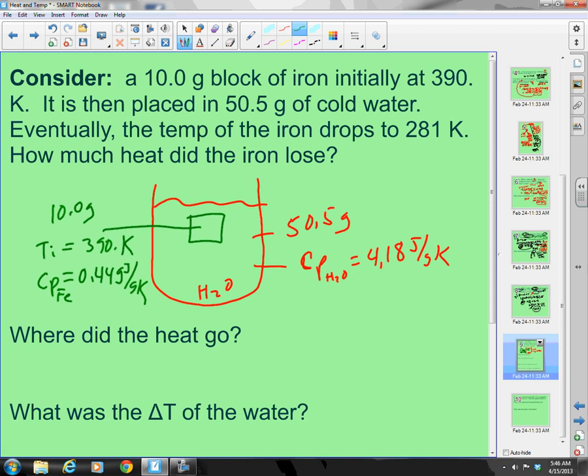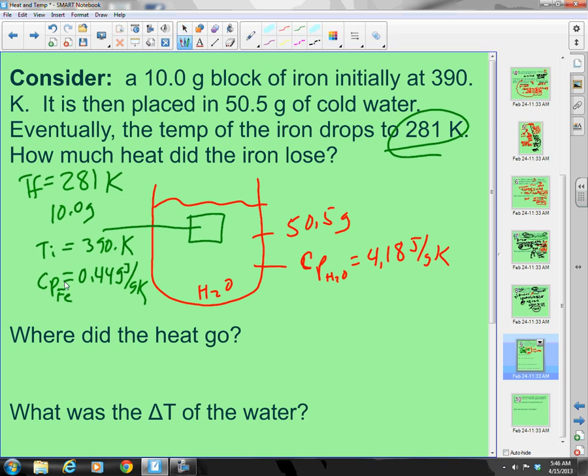And what else do I know? I know that eventually the temp of the iron drops to 281. So what does that mean? I know that the TF for my iron is 281. Okay, now here's the one little trick you have to understand.